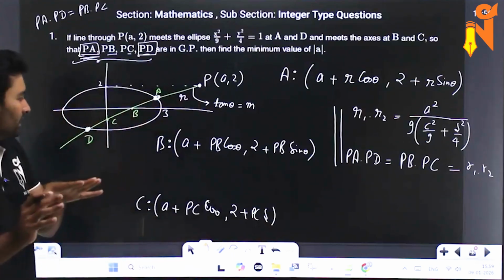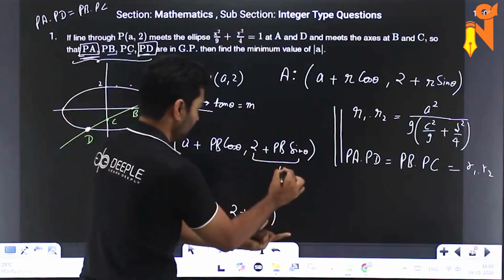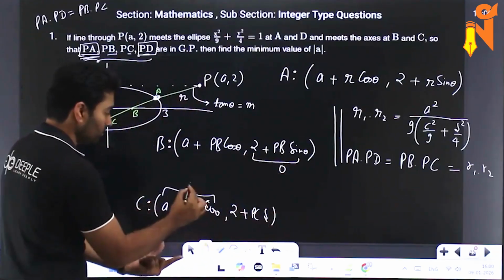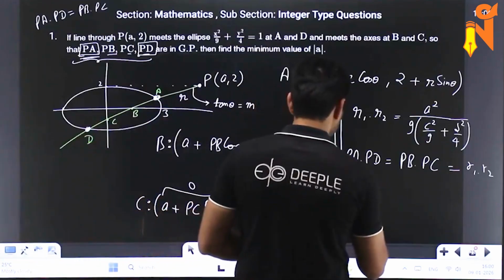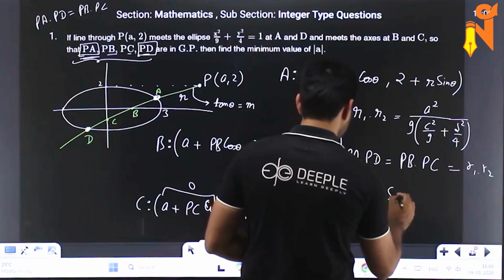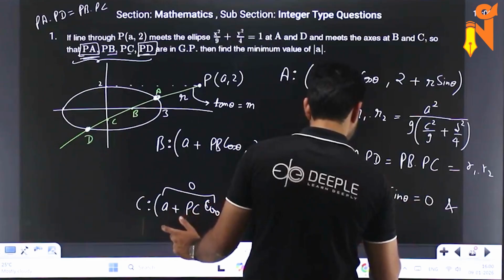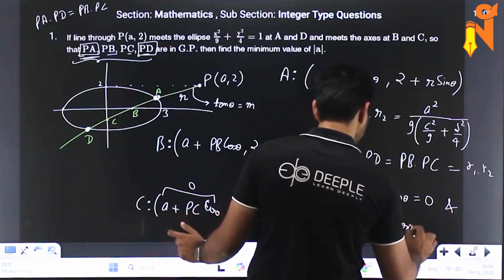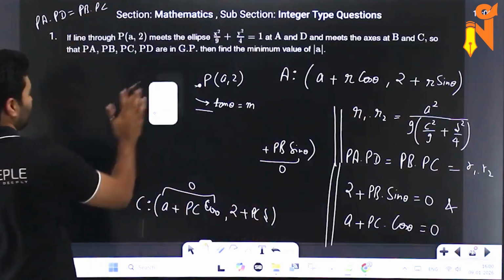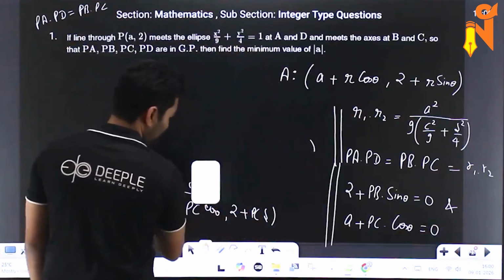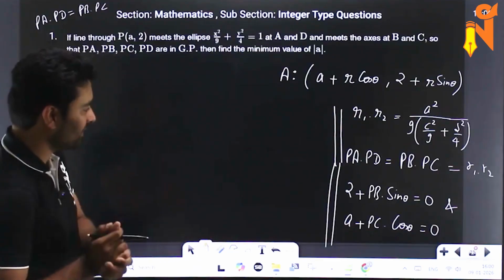Now the basic fundamental: for point B the ordinate is 0, and for point C the abscissa is 0. From here we will write that 2 plus PB into sin theta equals 0 and A plus PC into cos theta equals 0. So now after getting this information, we can solve this question. First of all, this is not a simple question. This question is actually difficult. So now we found PB and PC, nice.